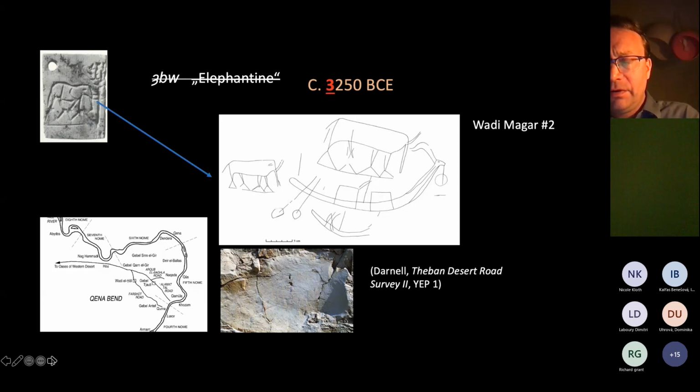The trouble, however, is if you look at contemporary material, here, for example, a rock inscription in the Kenaben, late 4th millennium, you have the same graphic form on a standard in a vessel twice in the desert. So that rules pretty much out any reading like Elephantini.